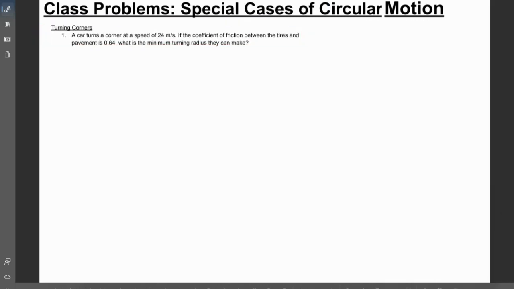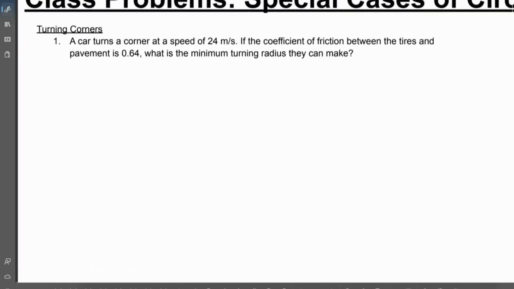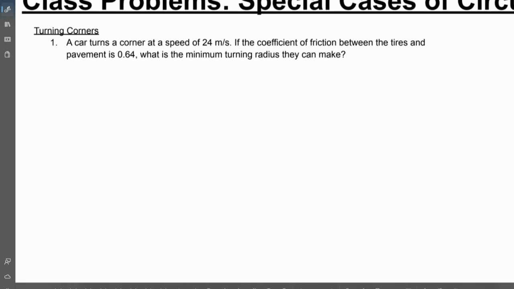If we are turning a corner, let's say we're in a car, the only thing that is letting us turn that corner is the tires, right? If we have a car, let's say this is a rear view. There's our car, because I'm a great artist. There's the road, and we're wanting to turn to the right.